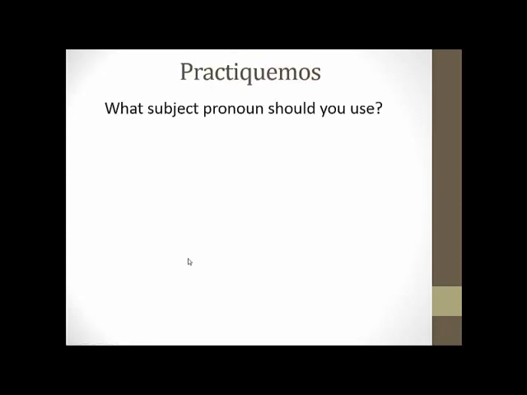Okay, what subject pronoun should you use to talk about yourself? Well, in English, if you talk about yourself, you say I, so the answer is yo. Okay, so let's notice the difference between talking about someone and talking to someone. If you are talking to your best friend, having a conversation, talking to them, you want to use some form of the word you. Your best friend is not only one person, but is someone you are informal with. So the answer is tú.